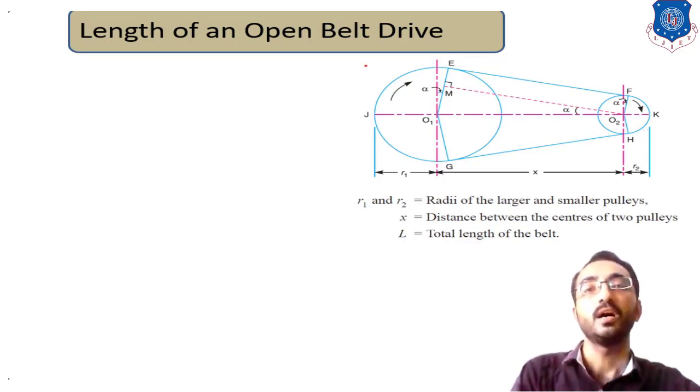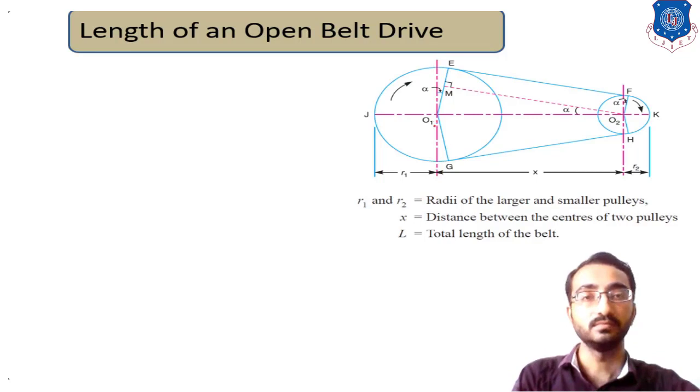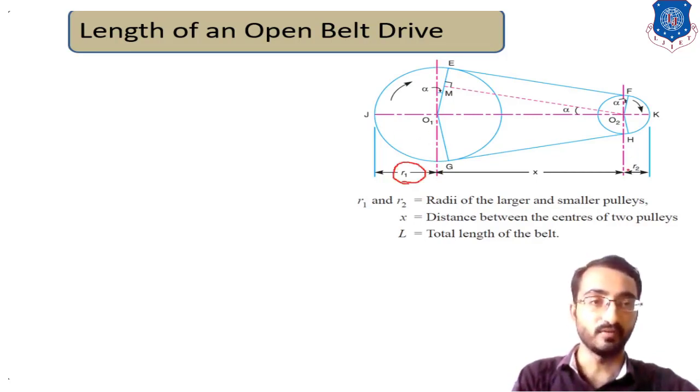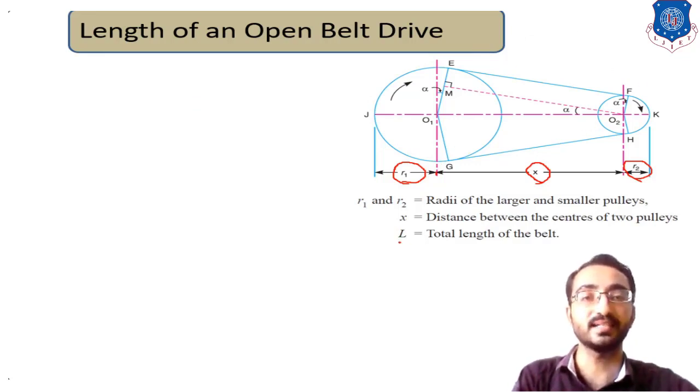First, we consider that the radius of the driving pulley is R1 and the radius of the smaller, driven pulley is R2. The distance between the two shafts is measured with the symbol X. Here we want to calculate how much length is required to completely connect these two pulleys, that is, the total length of the belt.